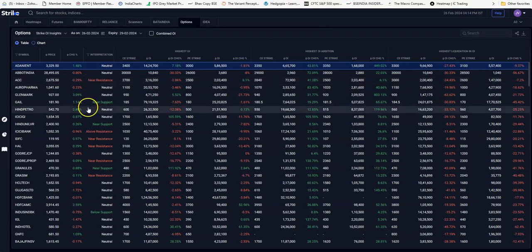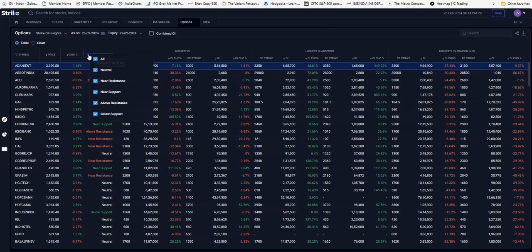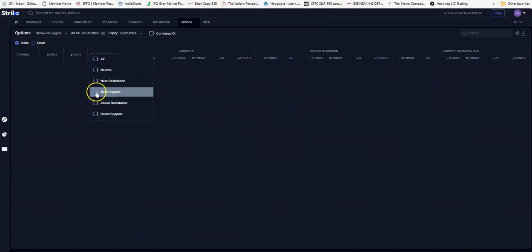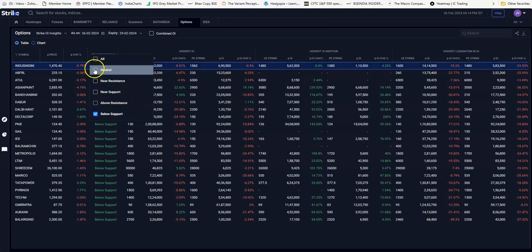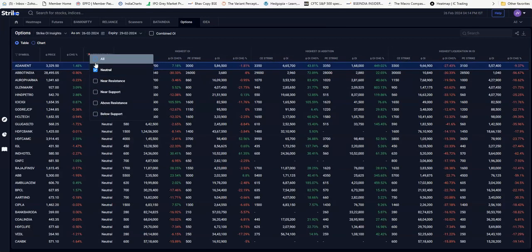Similarly, if you see a stock like GAIL, its market price is at 181.90, and the put open interest is the highest at 180, which means the put sellers don't expect the prices to go below 180. Since the price is very close to its highest put open interest, we have termed it as near support. In the interpretation you can click over here and see all the stocks which are near support, above support or below support, or which are in neutral territory as well. The choice is up to you.